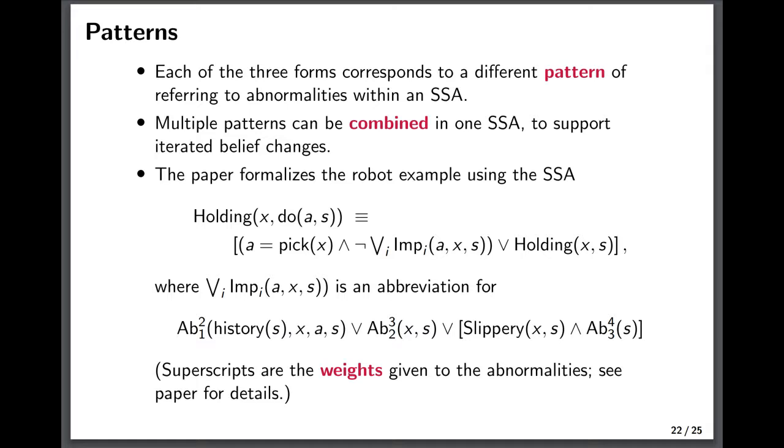For instance, the robot example with the sequence of belief changes that I initially described is formalized in our paper using this SSA. I won't go into too much detail here, but note that we have different disjuncts, abbreviated as the imp-i expression, corresponding to different implausible cases in which picking up an object will fail. We also have associated weights with the abnormalities. Those are the superscripts, which affect how they're counted when measuring plausibility, to control just how implausible the different cases are.